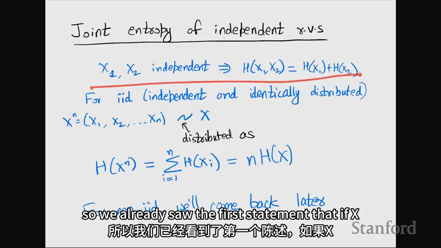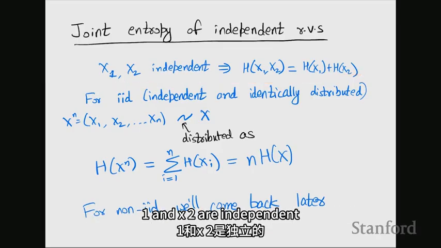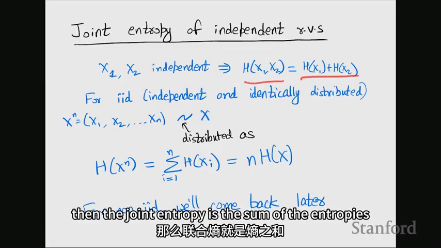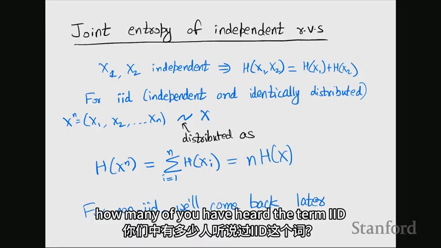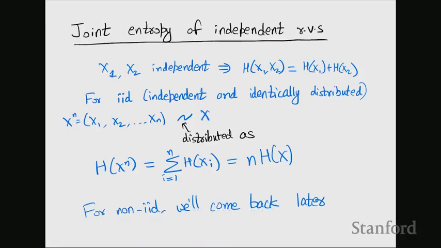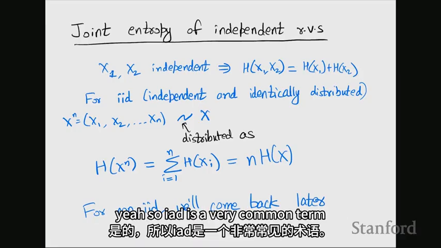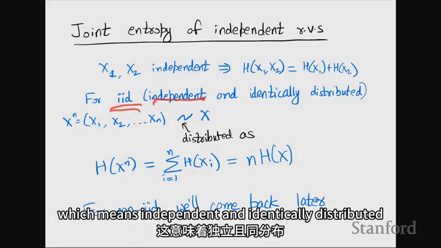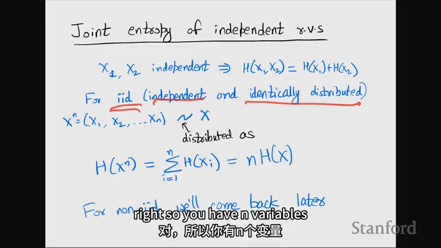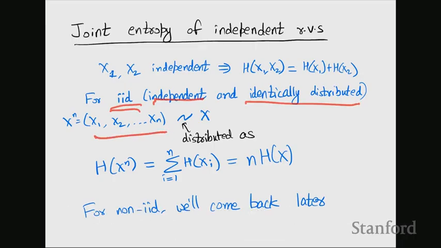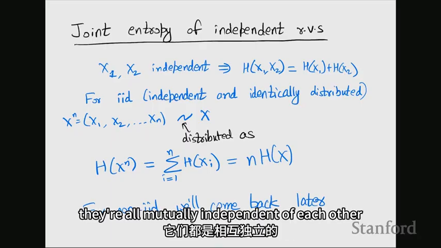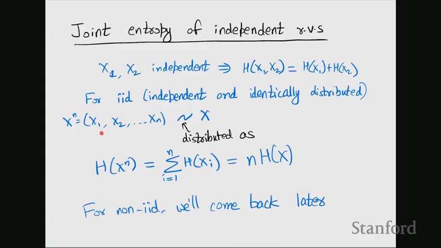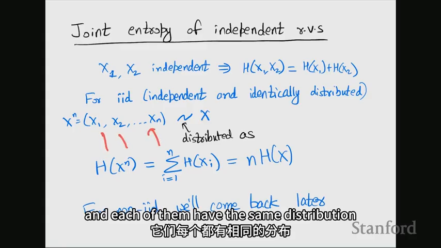Okay, so we already saw the first statement: if x1 and x2 are independent, then the joint entropy is the sum of the entropies. How many of you have heard the term IID? Okay, that's good. IID is a very common term which means independent and identically distributed, right? So you have n variables. They are all mutually independent. So not only pairwise, but jointly, they're all mutually independent of each other. And each of them has the same distribution.